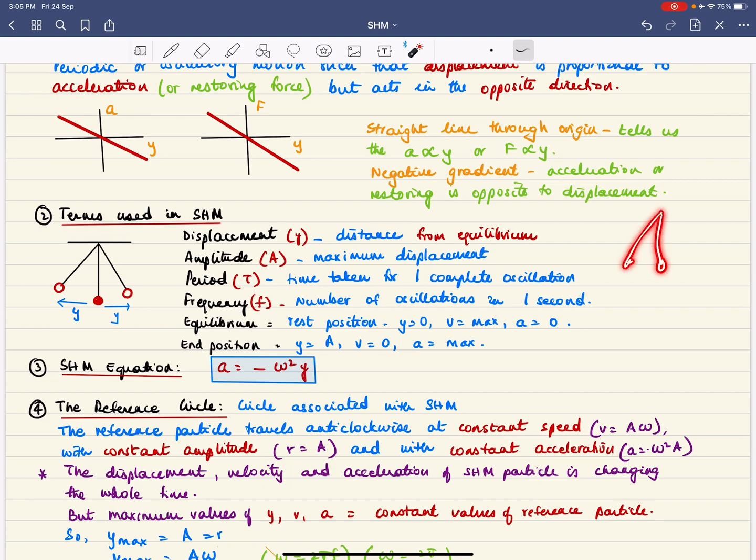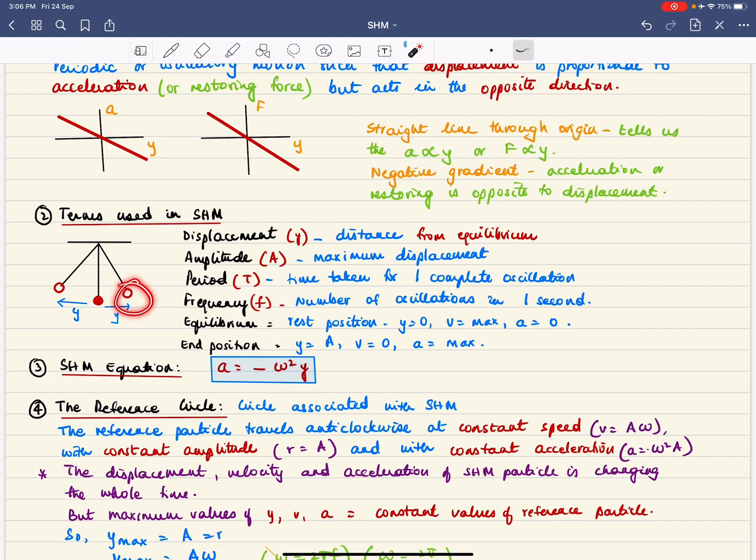So if you have a pendulum, one complete oscillation is from one end to the back, or it's from the middle all the way to the other end and back. And frequency is the number of oscillations in 1 second. Equilibrium is the rest position, and at the rest position, displacement is 0, acceleration is 0, because these two are proportional to each other, but velocity is a maximum. That means it goes fastest when it's going through equilibrium.